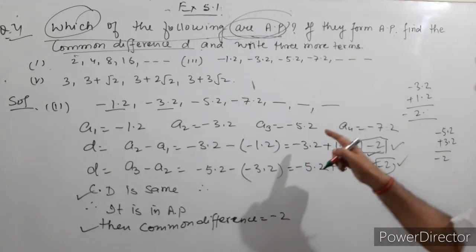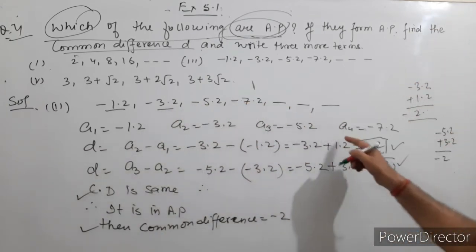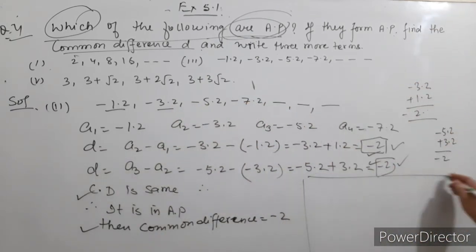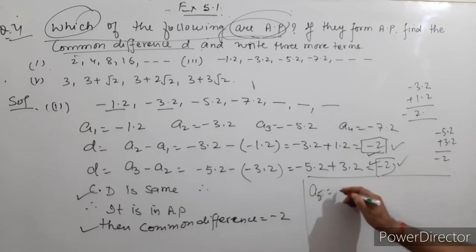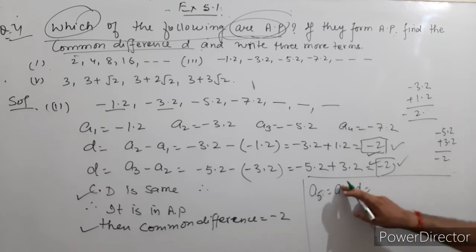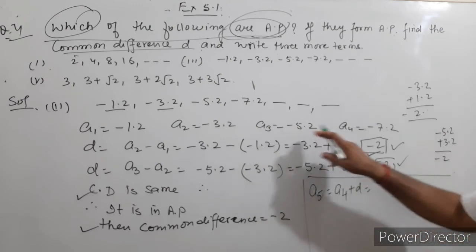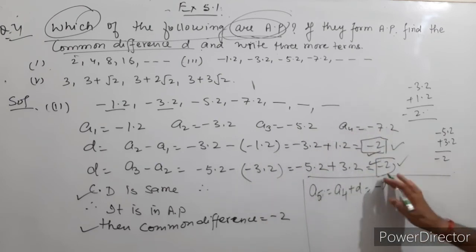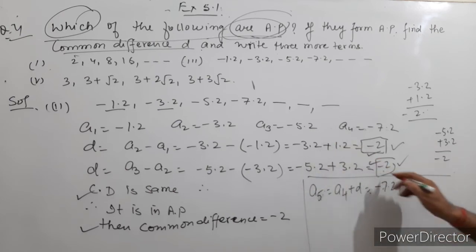3 more terms means here are A1, A2, A3, A4. We have to find out A5. You know the formula of A5? A5 is equal to A4 plus D. What is A4? A4 is minus 7.2, plus D. D is minus 2.